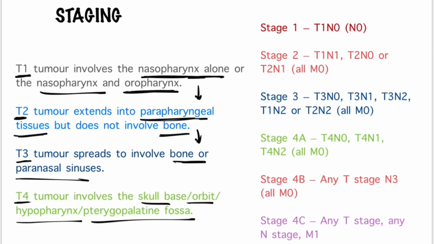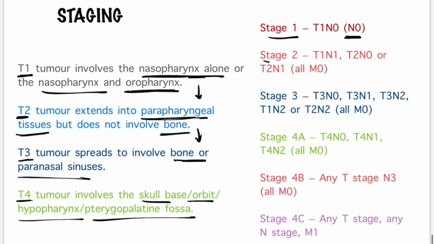Right? In other way, stage 1 would be T1 and N0. And N0 means no lymph nodes are involved. It's stage 1. In stage 2, we have M0, means there is no metastasis. Nodes may be involved or may not be involved, but there is no metastasis. In stage 3 also we don't have a metastasis. Stage 4A we don't have metastasis. In stage 4B, M0 again.